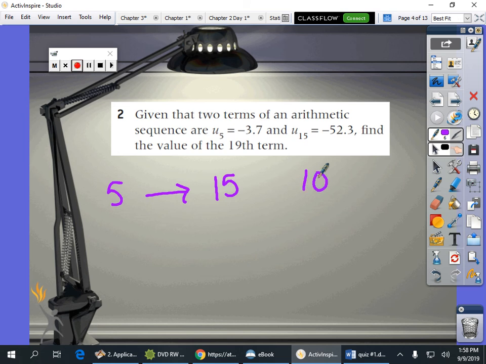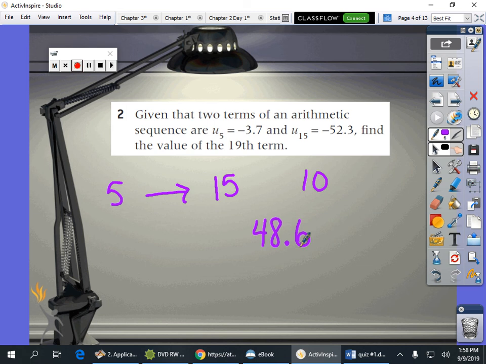Now, how far is negative 3 7/10 to negative 52 3/10? What's the difference there? Take out your calculator if you need to. What's the difference? So you want to start with the last term and subtract the first term. 48.6. Can I have a second on that? 48.6, okay? Now, let me stop.